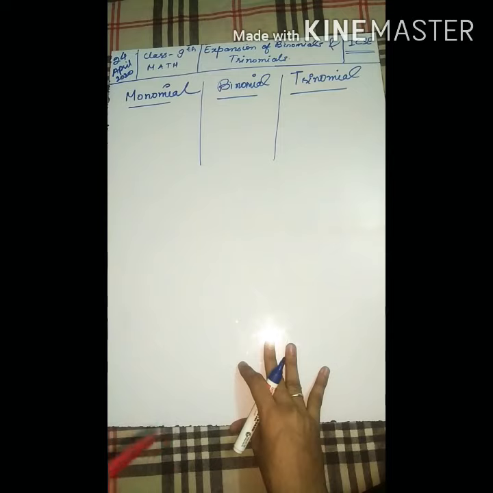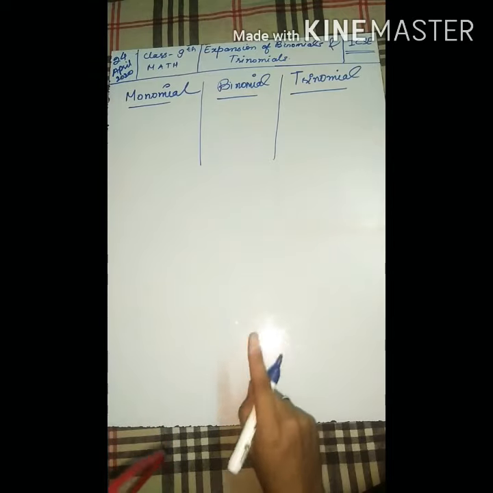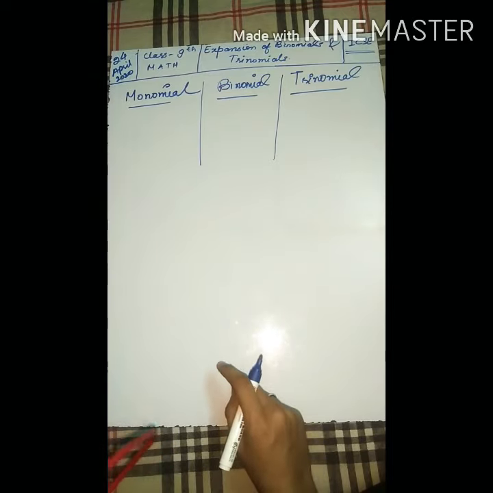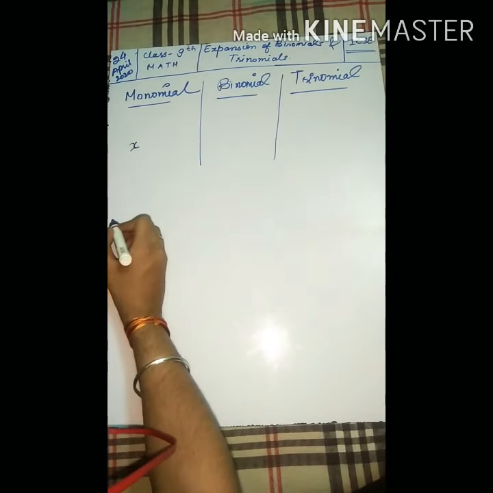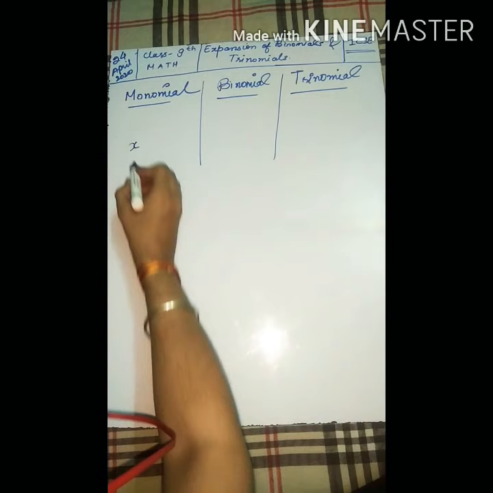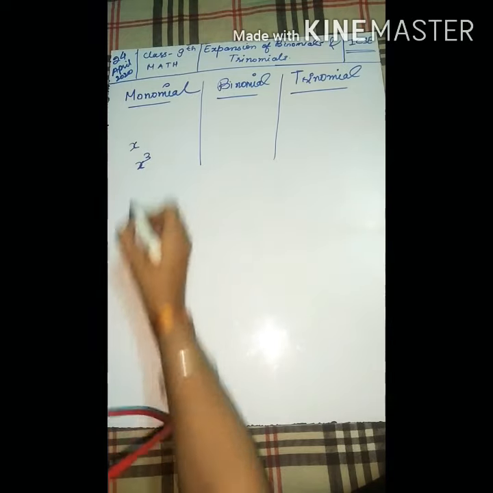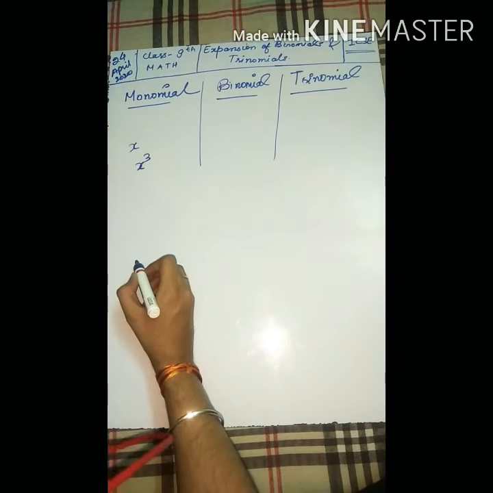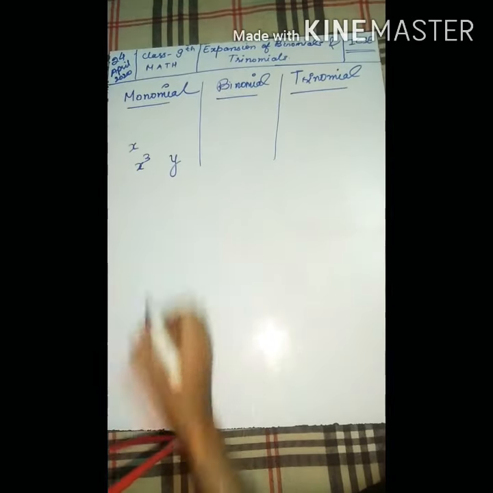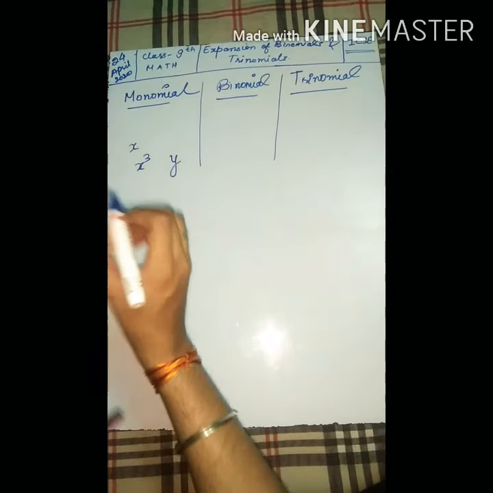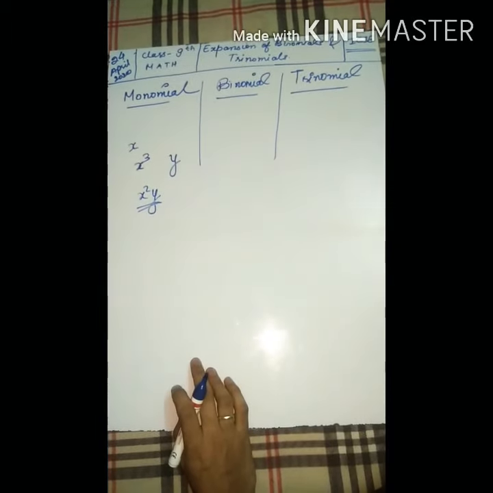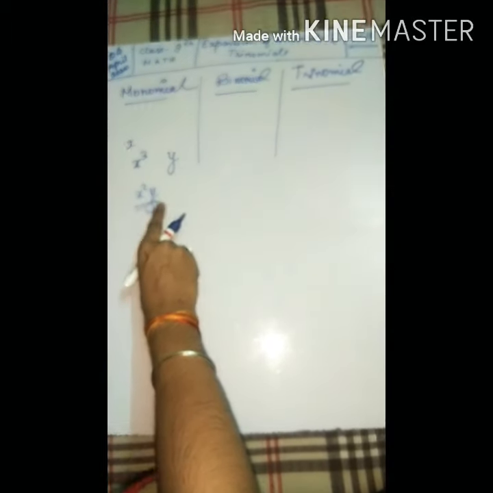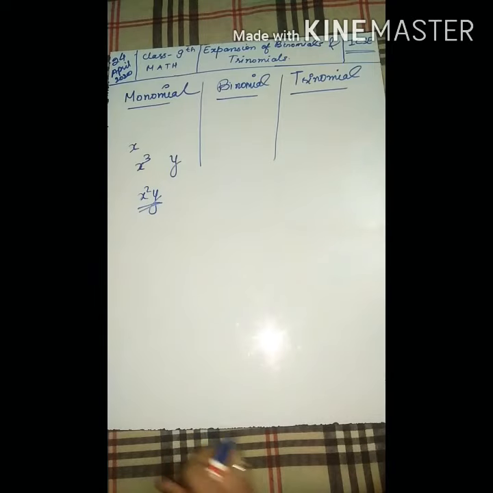If an algebraic expression contains one term, then that is called a monomial. For example, if I'm writing x, then it is a monomial. If I'm writing x cube, this is a monomial. And if I write y, this is a monomial. Also, if I write x square y, this is also a monomial which contains two variables. Now you know what we mean by variable and constants.